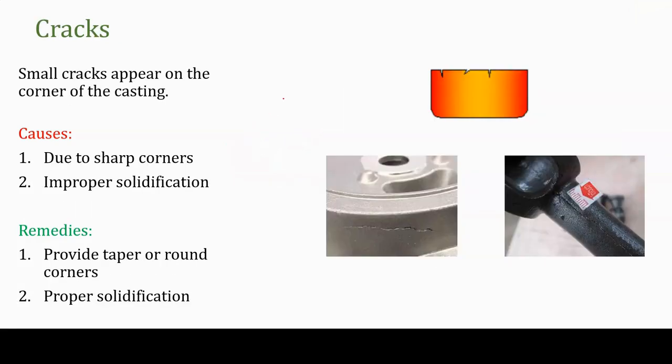So cracks. Like shrinkage, crack is a common defect which happens in all types of casting processes. Crack is nothing but a small defect which happens over the surfaces or at the two parting lines. This happens due to sharp corners. You can see these are the sharp corners, and improper solidification will also cause such cracks. Improper solidification means temperature variation will also create these cracks. So providing a good taper or round corners will avoid the cracks, and a proper solidification system also can avoid the cracks.